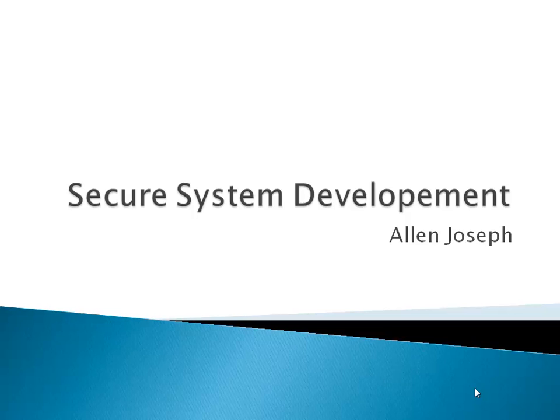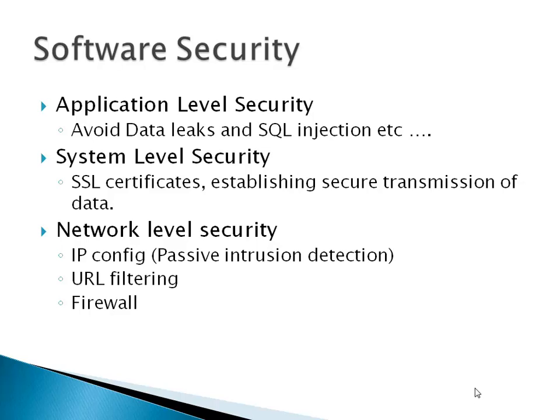I'm going to speak about secure system development. A software which is developed consists of 3 levels of security which needs to be implemented. In application level, when you build a software, it needs to be checked for data leaks, to write code which prevents SQL injection, where intruders can go into the application and get the data which they want through SQL injection.